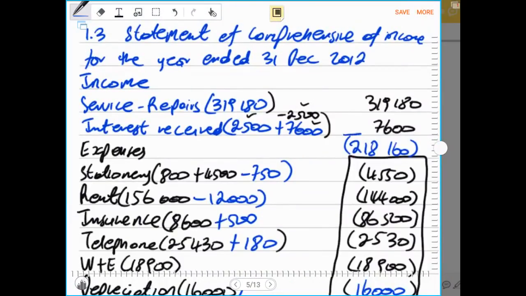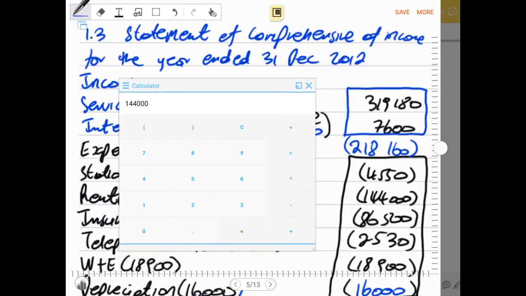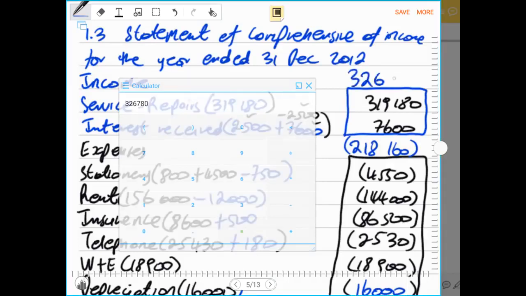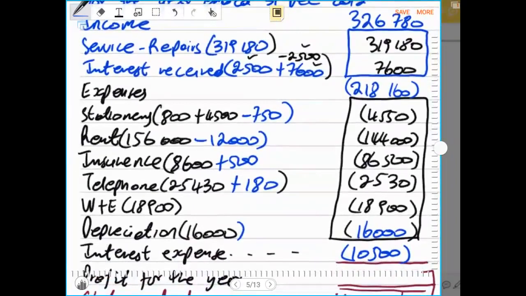And our total incomes, which is the sum of the two incomes, will be 319,180 plus 7,600, and this will give us 326,780. So now this is our total.